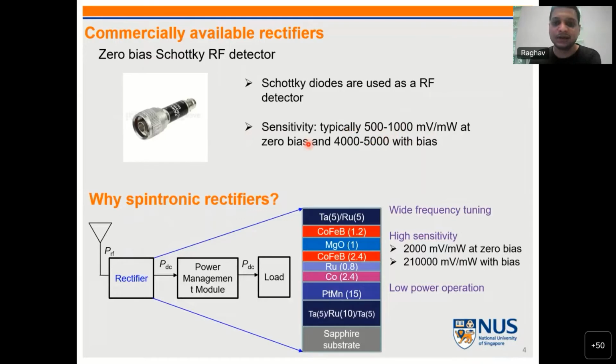But I'm proposing an alternative, which is the spintronic rectifier, like these MTJ-based spin diodes or spin oscillators. The advantage of using these in energy harvesting systems is the wide frequency tuning, which is not present in Schottky diodes, and high sensitivity. Recent papers with tilted anisotropy in the free layer have shown very high zero-bias and with-bias sensitivity of these spin diodes. Recent reports also propose that they can work at low power, which Schottky diodes cannot.